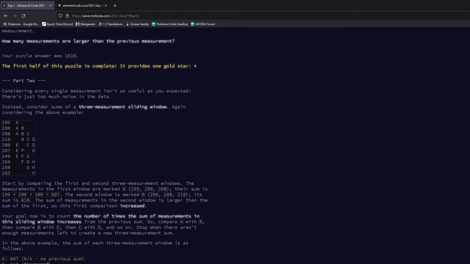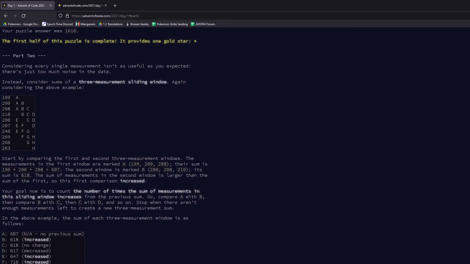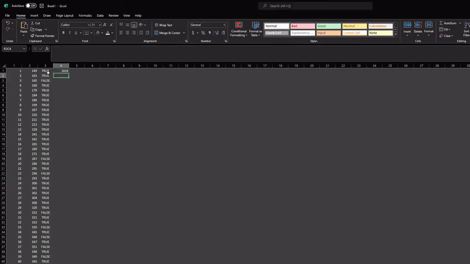Consider sums of a three-measurement sliding window. Using the above example, A, B, C. Comparing the first and second and third windows, the measurements of the first window are marked, and their sum is that. The second window is marked, and its sum is that. Okay, so then.